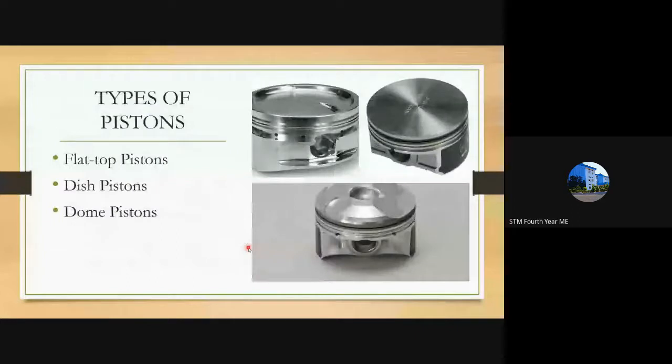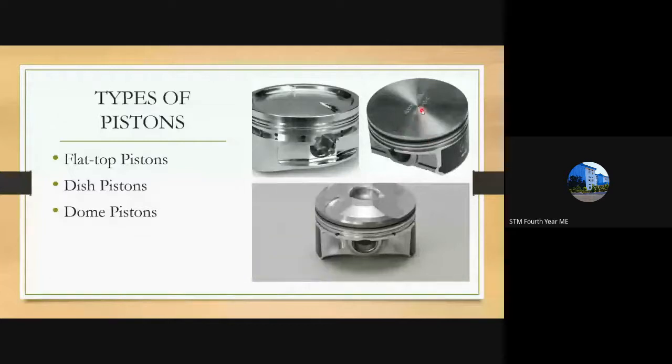Next, the types of pistons. So basically, this is based on the shape of the piston. So the piston, based on the shape, is divided into three types: flat top pistons, dish pistons, and dome pistons. So flat top pistons are nothing but pistons where the top is flat. So this is a flat top piston.